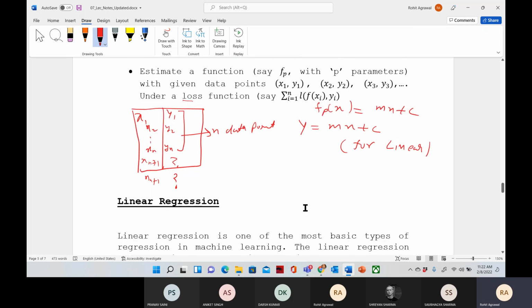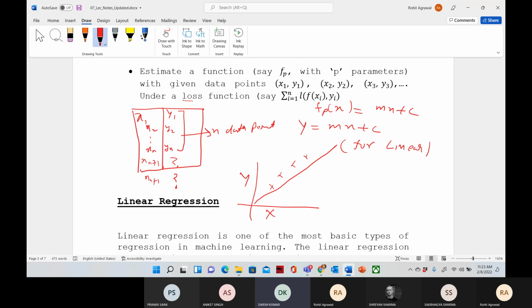See, so just tell me one thing. You are estimating this function. Your data points, suppose this thing, or you have estimated this line. So there may be some error. There must be some error. Yes or no? Am I right?